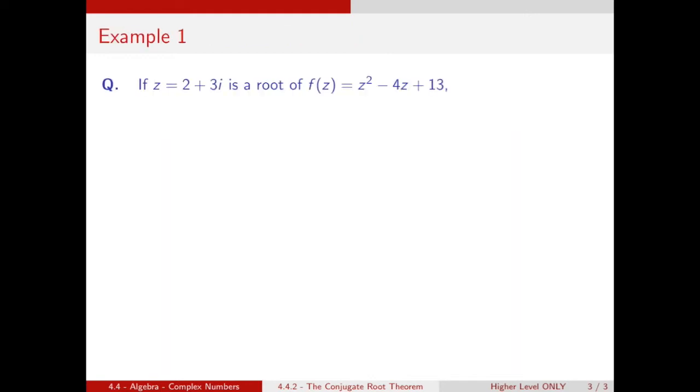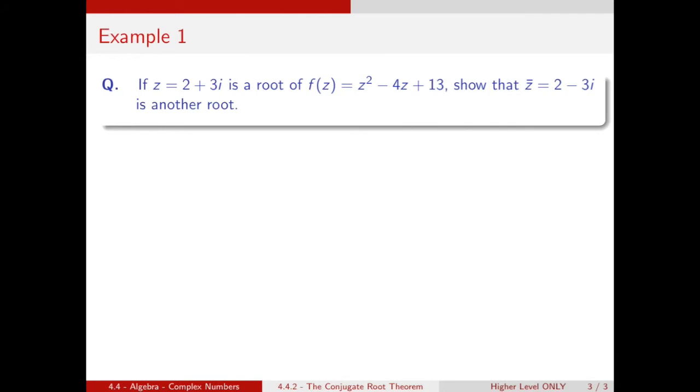Here's an example question. If z equals 2 plus 3i is a root of f of z equals z squared minus 4z plus 13, show that the conjugate of z equals 2 minus 3i is another root. So the conjugate root theorem tells us that f of z will be 0 if it's a root. So let's try f of 2 minus 3i and see what we get.